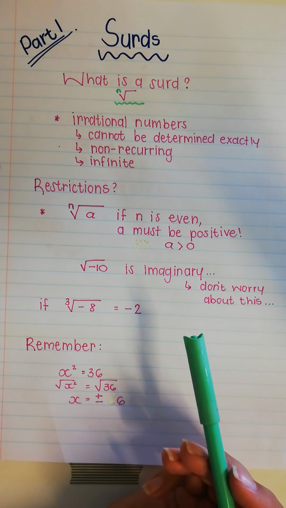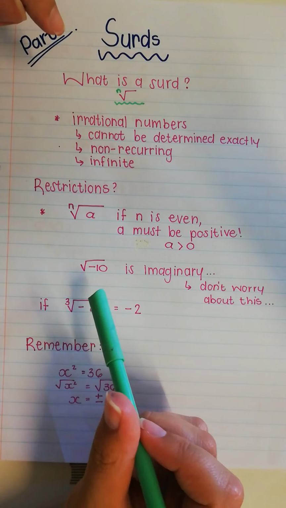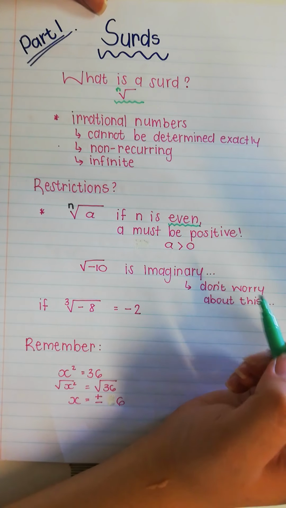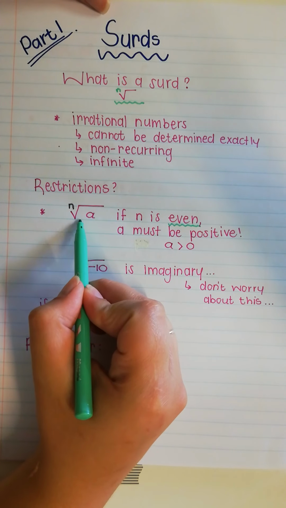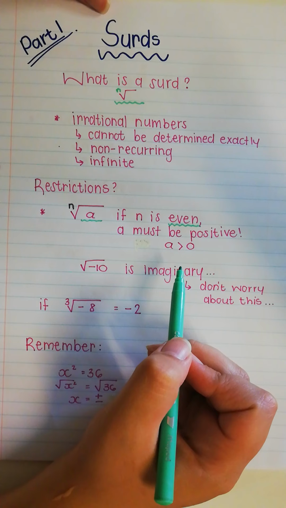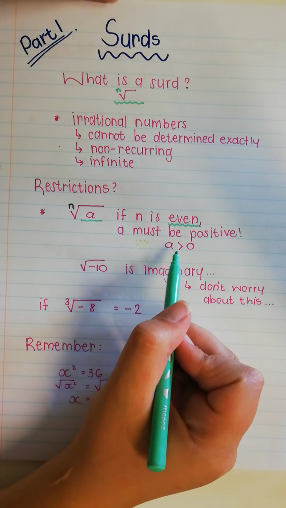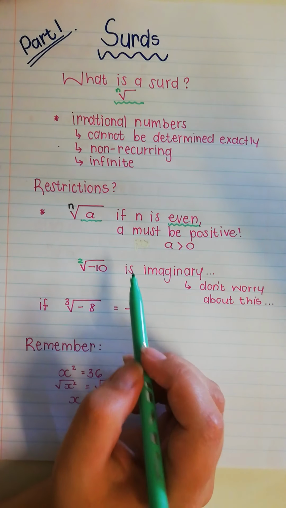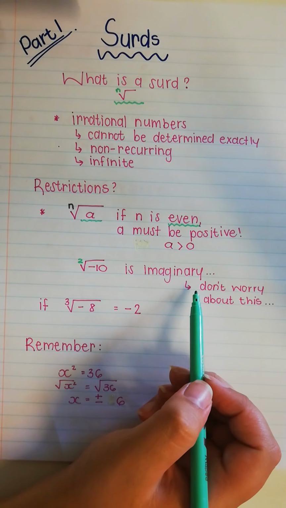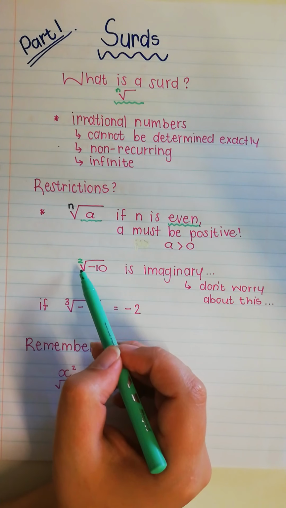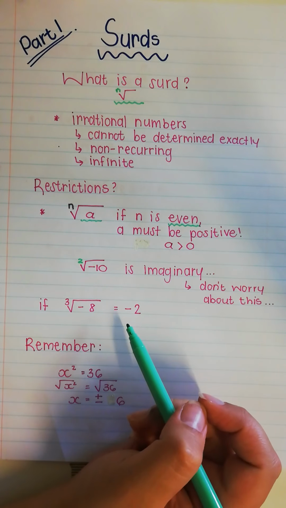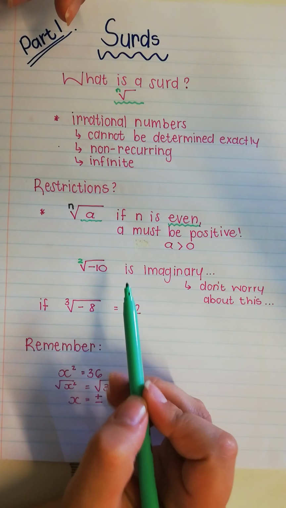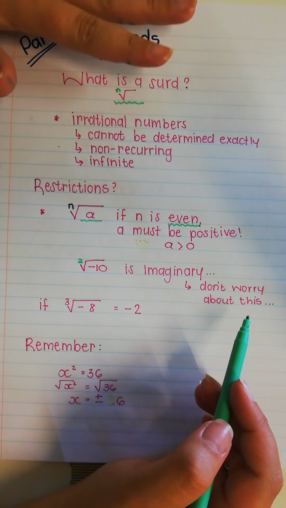Okay, so the next question is, are there any restrictions? Yes, there is. If n is an even number, it's very important that it's an even number, then a, whatever is underneath it, must be positive. So a needs to be bigger than 0. If a is smaller than 0, let's say -10, and here it's usually a 2, it's a root, it is imaginary. Now, imaginary numbers and negatives under square roots, you don't have to worry about this now. This comes at university, or if you want to study it further, then you will be working with imaginary numbers. For now, just know that it exists.